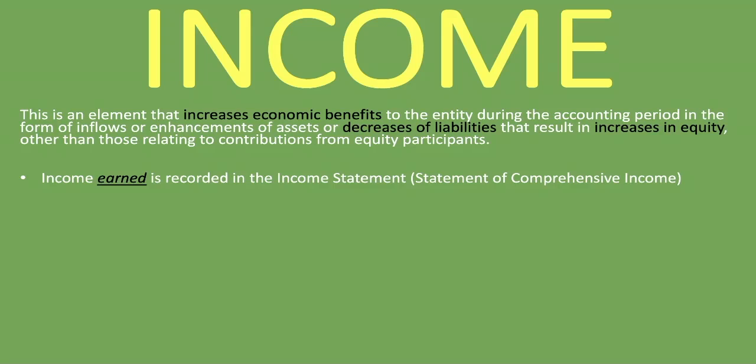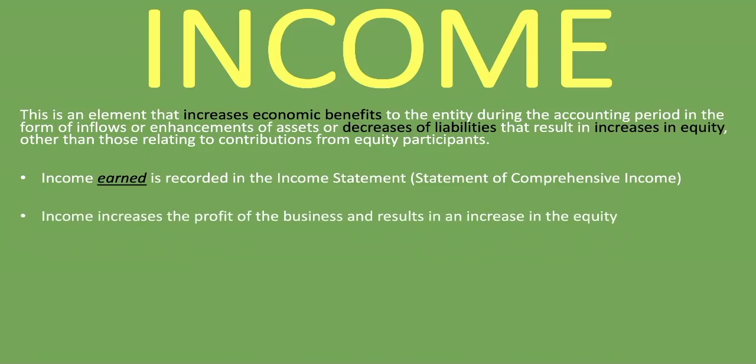Income earned is recorded in the income statement or the statement of comprehensive income. You will find it in the financial statements, but specifically in the statement of comprehensive income or the income statement. Income increases the profit of the business and results in an increase in the equity of the business as mentioned in the definition above. Income increases on the credit side and decreases on the debit side, as you will see shortly.